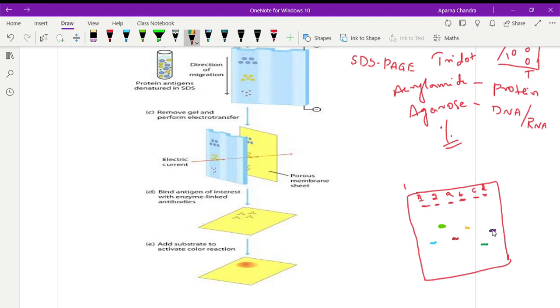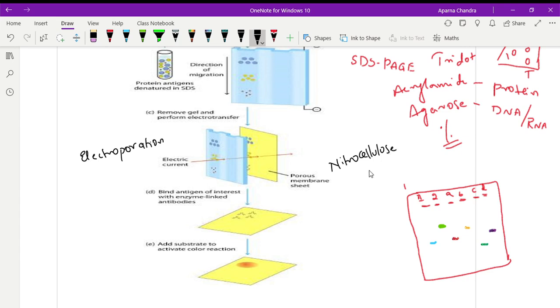Once this running on the gel is done, they use a technique called electroporation. We cannot directly do anything on the gel; the acrylamide gel will not support the next process to be completed. So what is this technique? We take this gel and put it onto a porous membrane sheet. And what is the porous membrane sheet generally used? It is a nitrocellulose paper.